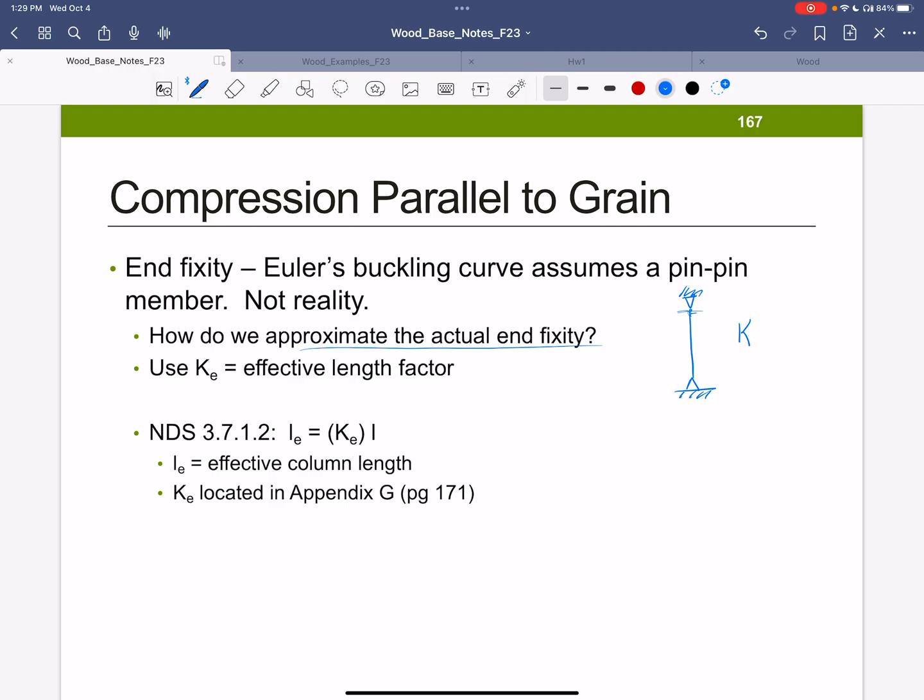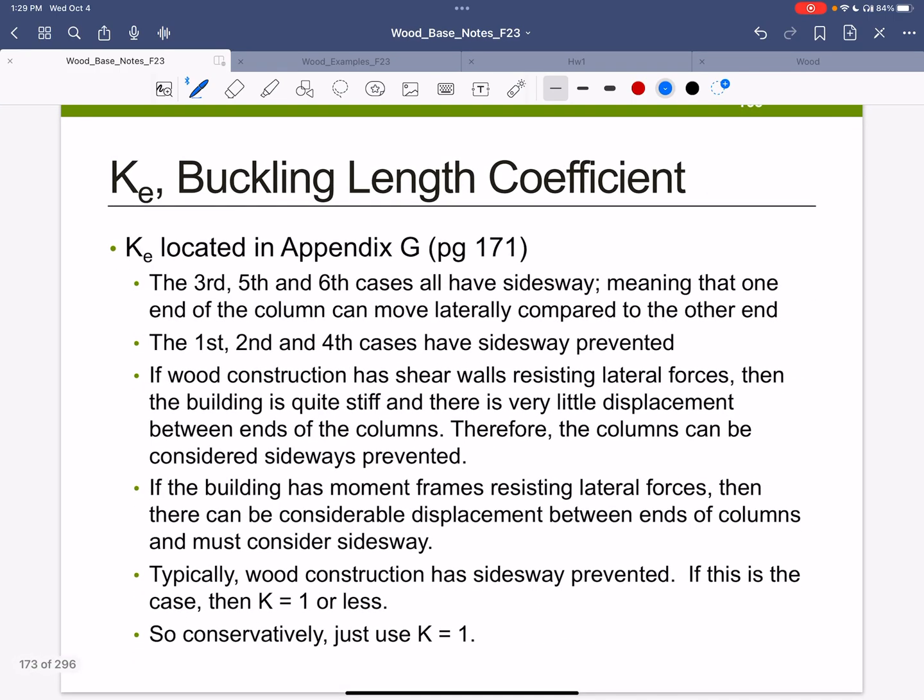All right, the effective length, and this is going to look a lot like any other column buckling discussion you've had. So the effective length, L sub E, is equal to the effective length factor times the length, right? So this is the factor that comes from how fixed the ends are. And where do I find that? I go to Appendix G. It's page 171 in your code. And then we can go through the information on this. So if you want to pull out your code right now, you can look at Appendix G on page 171.